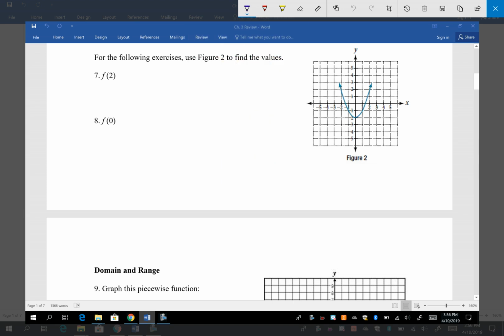All right, now we're using this parabola to evaluate f of 2. So when you look at your x value is 2. So go to 2. Where is your function? When x is 2, where is the function? It's also at a y of 2. All right, what about when it's 0? When x is 0, where is the function? Negative 2. So that's how you do it. Look for the y values after you get to the x.